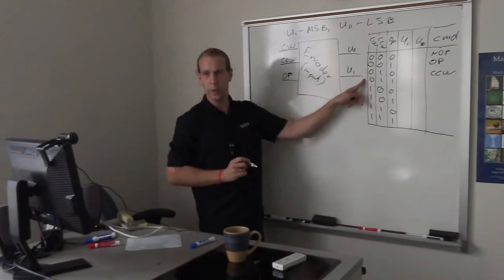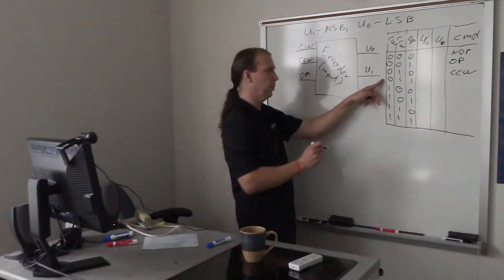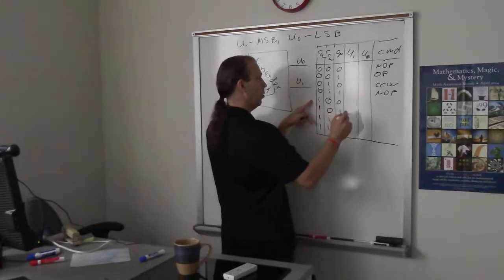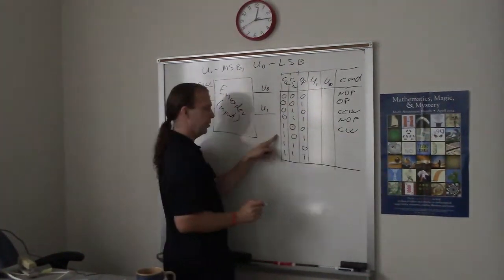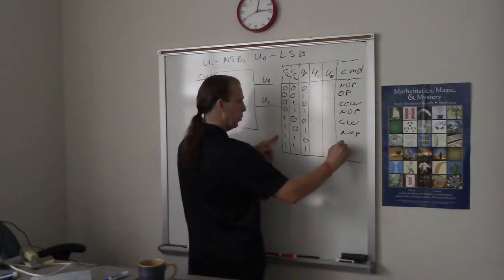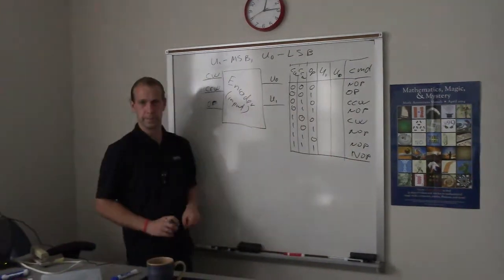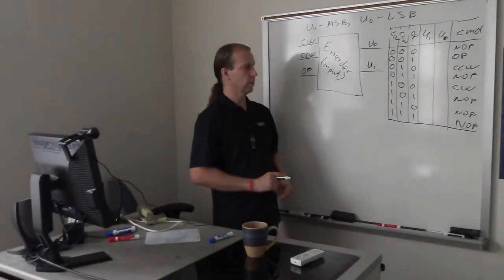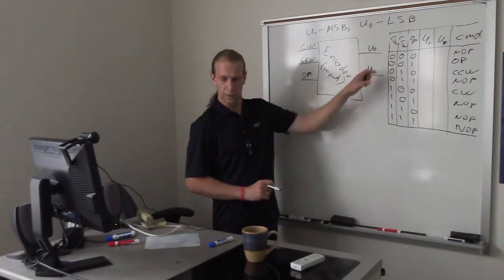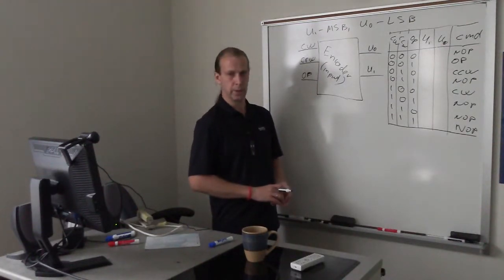What should we do with 0, 1, 1? 0, 1, 1 should not affect the circuit state. So 0, 1, 1 will be no operation. 1, 0, 0 will be clockwise. 1, 0, 1 will be no operation. 1, 1, 0 will be no operation, and 1, 1, 1 will be no operation. So we just named all possible combinations with respect to the logic which we want to implement.